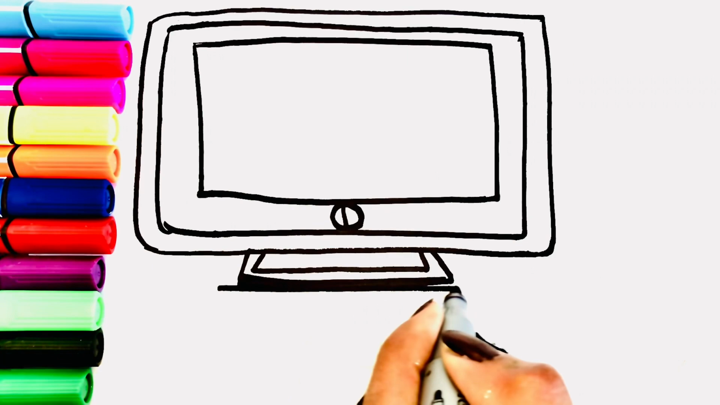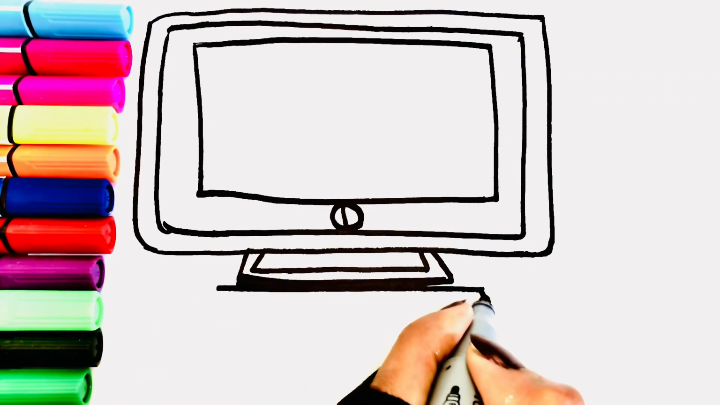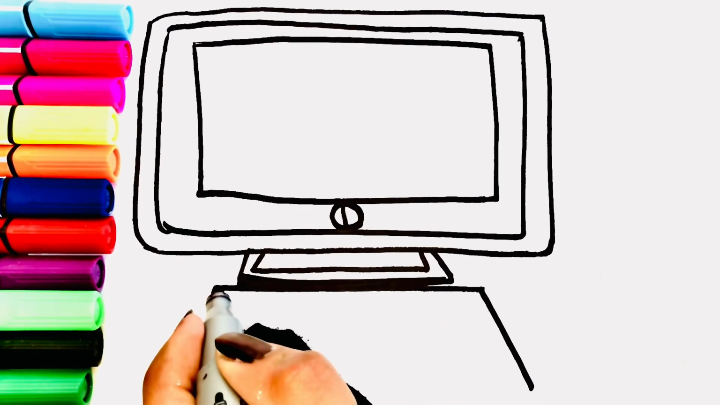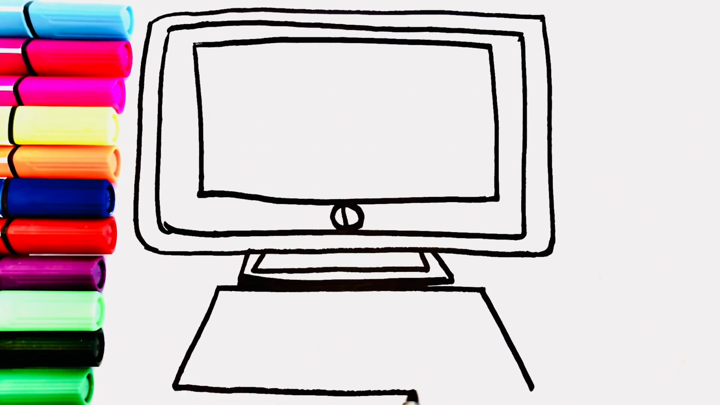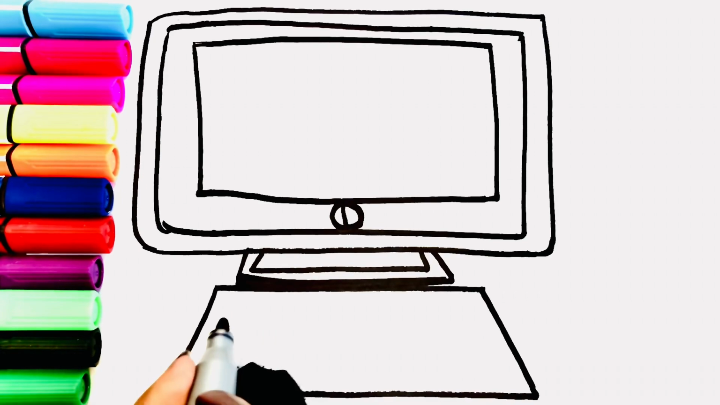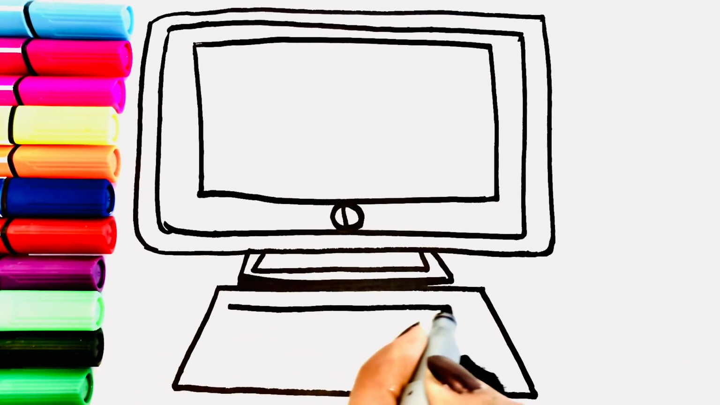Now draw a keyboard. And now I draw a button. Just draw a rectangle and then draw a little boxes in it. A lot of little boxes.